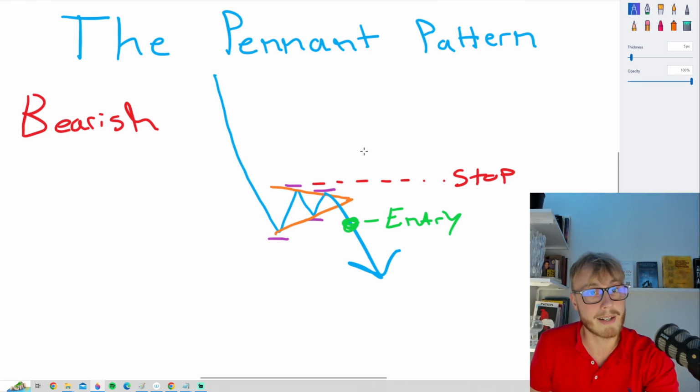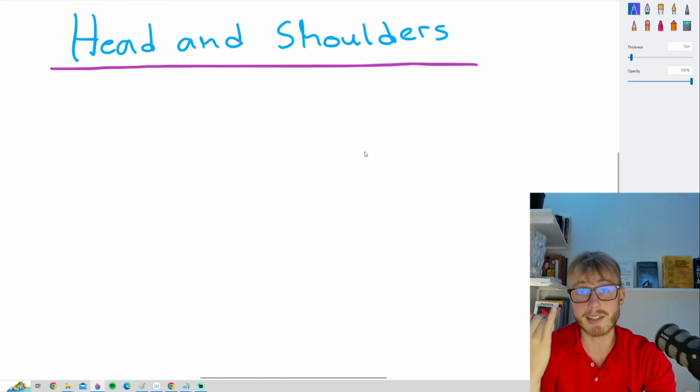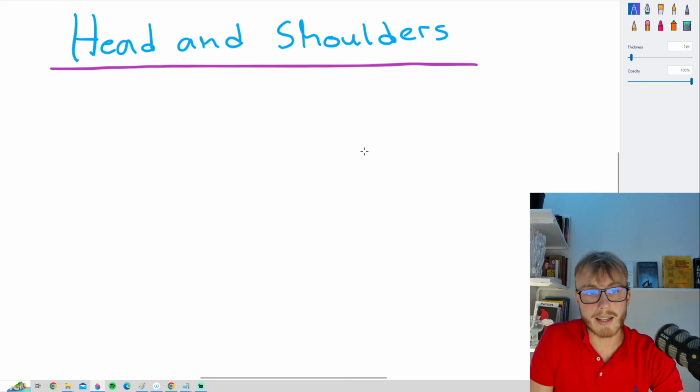Now I want to talk about the classic head and shoulders pattern. This is one of these larger patterns that happens over a long period of time. Most of the time these patterns are the most effective on the longer time frames, such as the daily time frame, maybe the 4 hour, and so on. And let's start with the bearish version of the pattern, which is a reversal pattern, meaning that the price aims to reverse towards the downside.